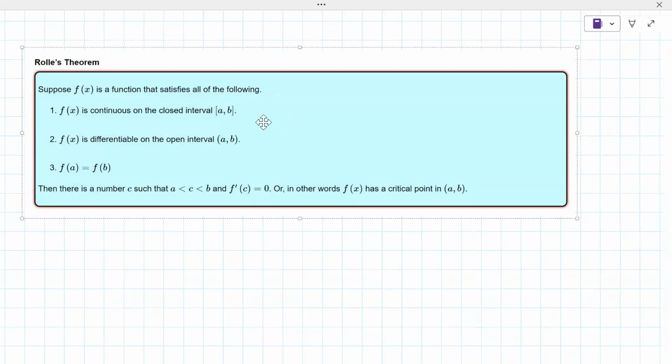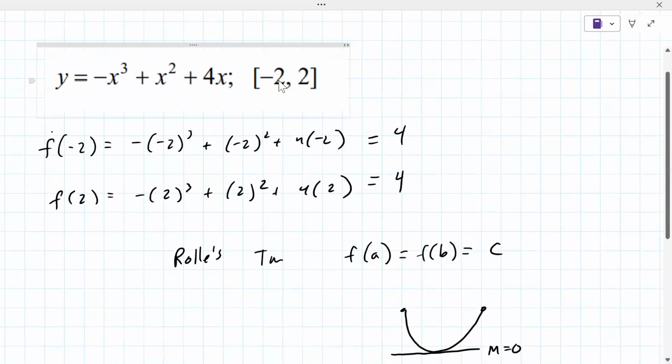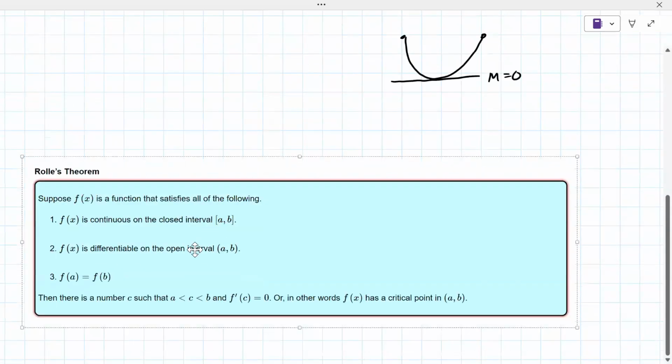You'd actually have to say the function is continuous on the interval. So in your problem, you'd have to say from -2 to 2. You'd then say it's differentiable on the open interval -2 to 2. You'd have to show that f(a) equals f(b), and then we can do Rolle's theorem. But they sometimes want you to list that.